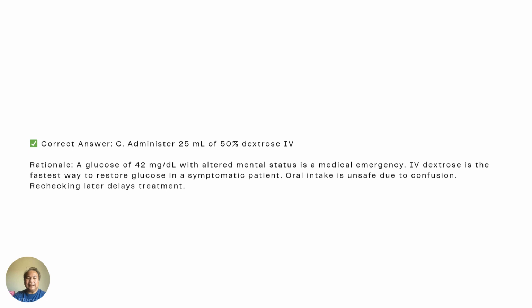The correct answer is, of course, the administration of D50. This patient is already becoming unconscious, and a blood sugar of 42 is very, very low. So we're having this altered mental status, which is a medical emergency. The administration of D50 would be the best option in here. Of course, with the idea that there is already a doctor's order.